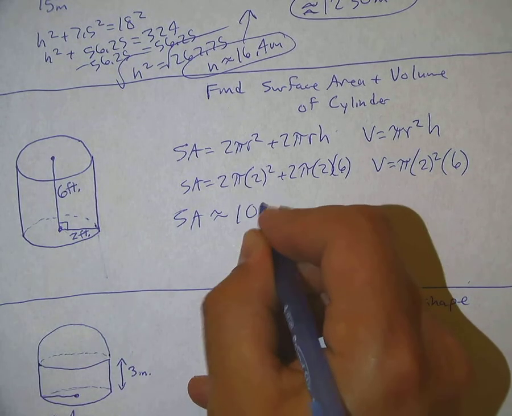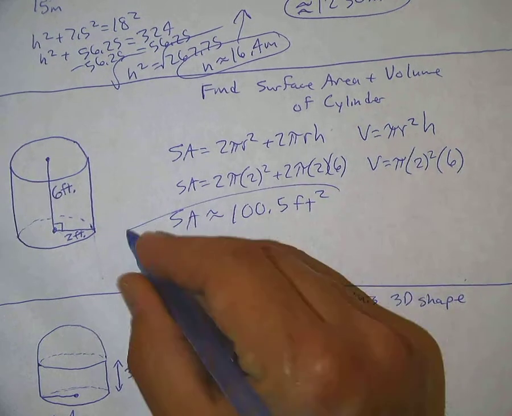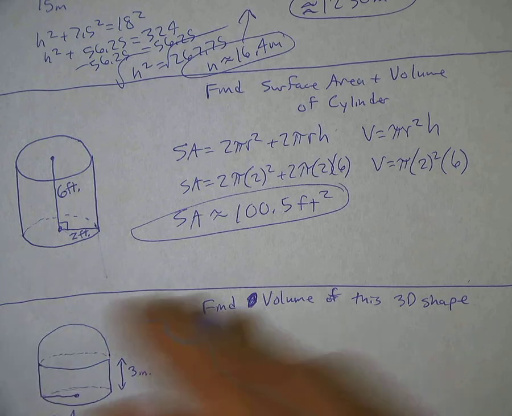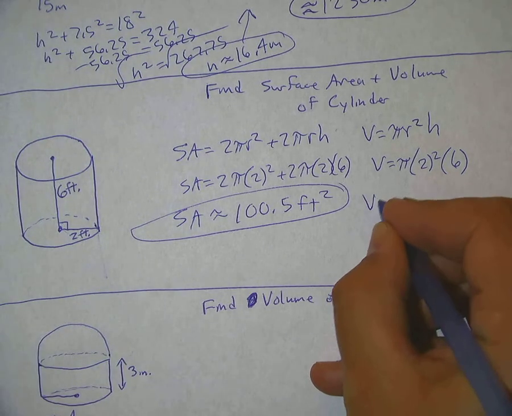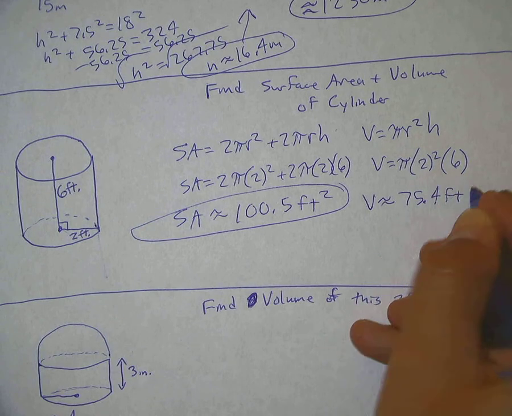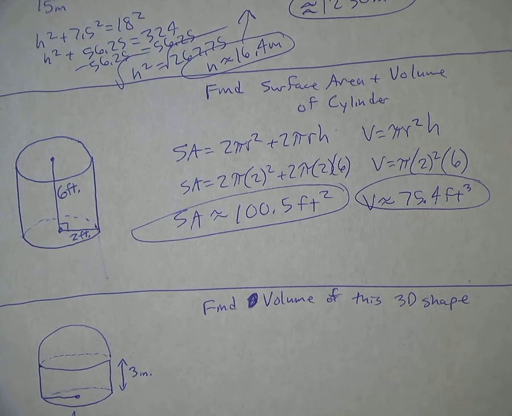The surface area is about 100.5 square feet. Again, volume, we'll try this. Volume is approximately 75.4 cubic feet. All right, so let's just stop right there and give you a break.